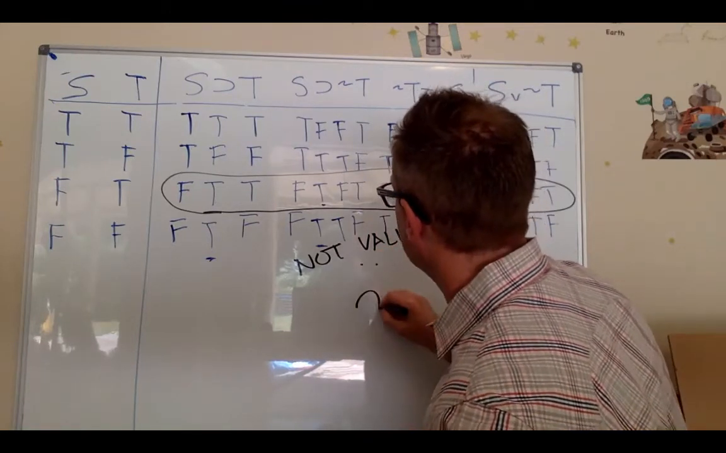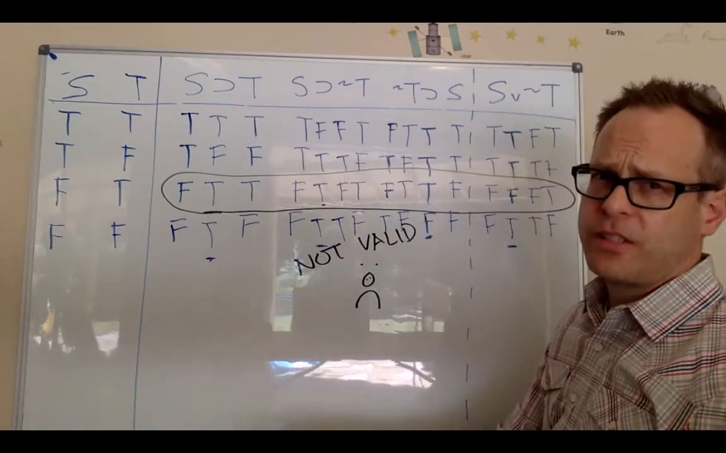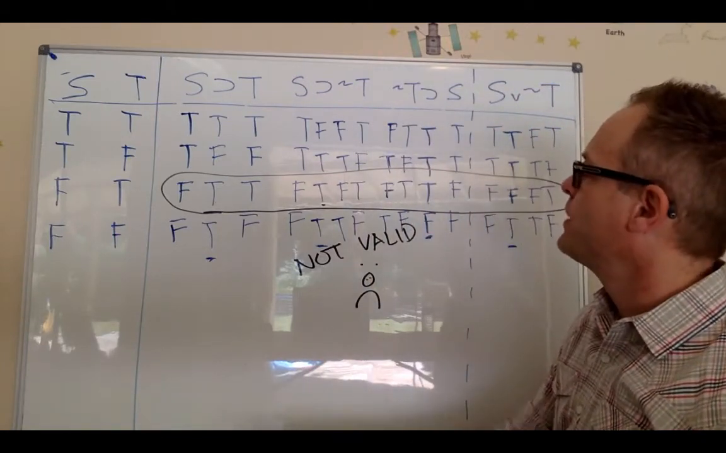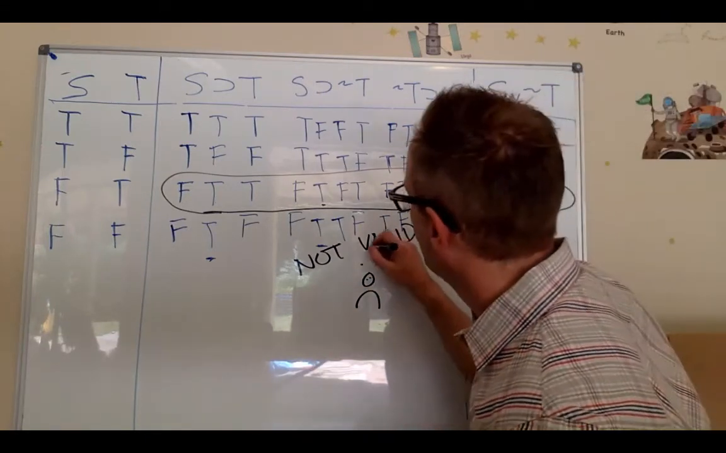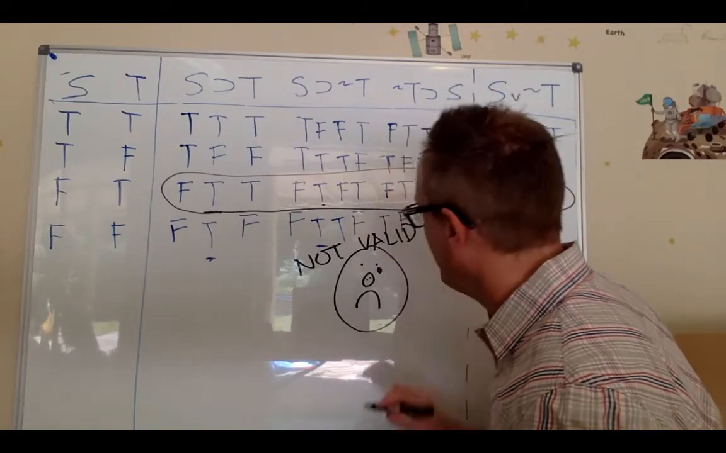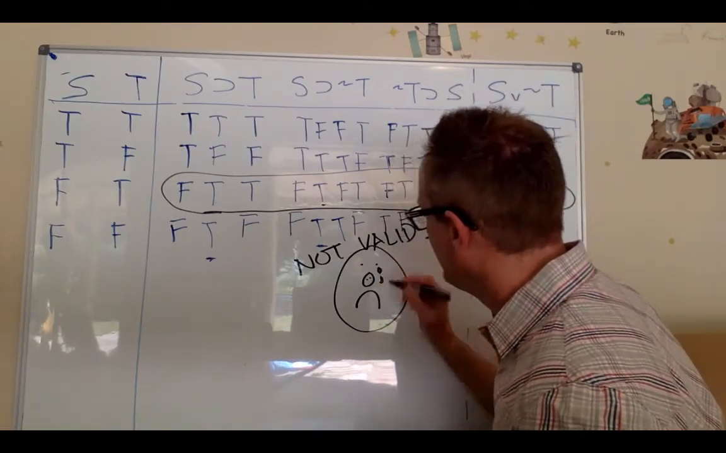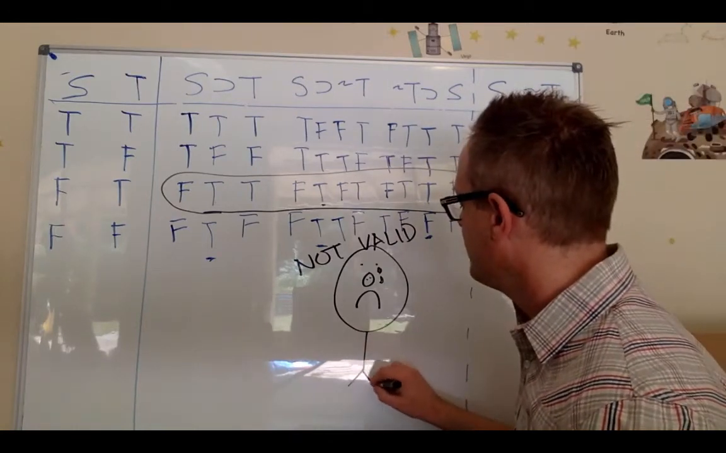And remember, we want as many valid arguments as we can in the world. And so whenever we run across an invalid argument, we just put a sad face, just because we know that it's very difficult to be the bearer of an invalid argument.